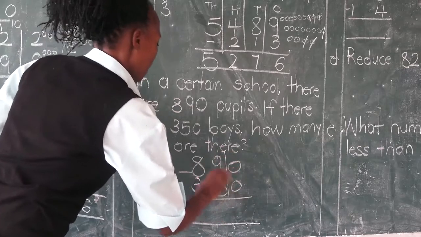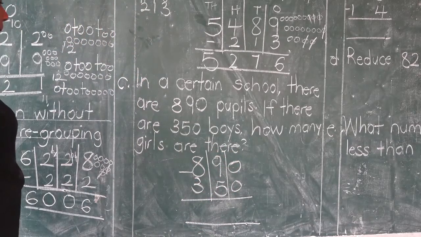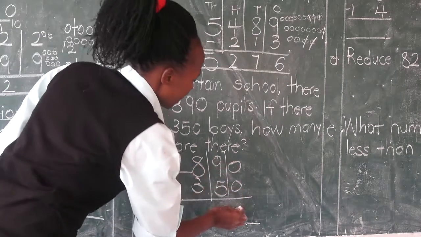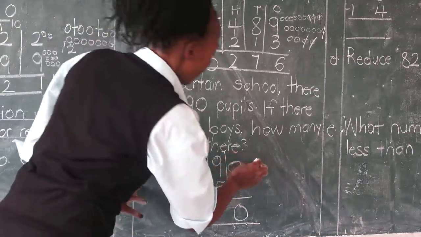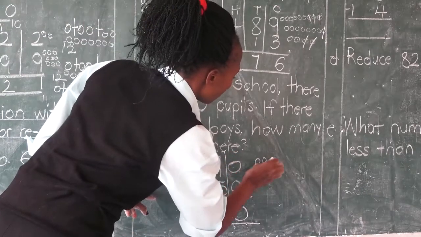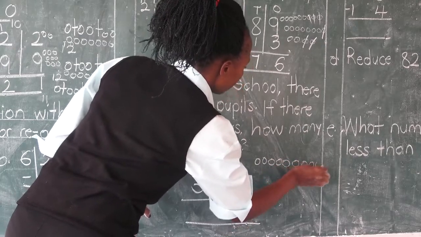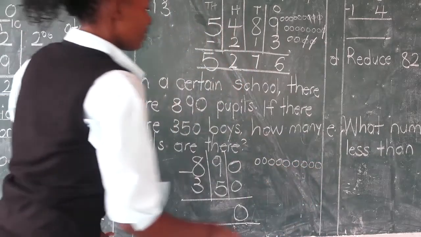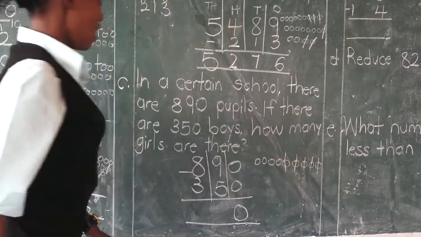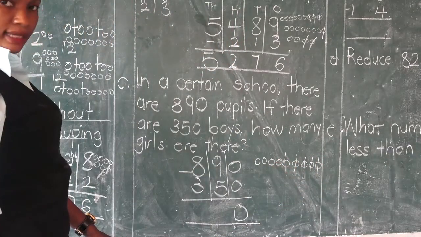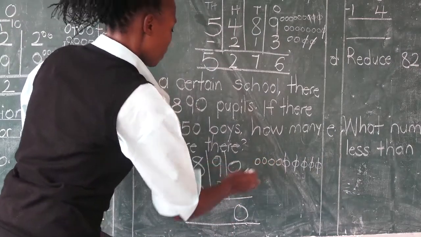Then here, our lines in the middle. We start from 1's. You have 0, take away 0, that is 0. 9, take away 5. Let's do our 9 balls here: 1, 2, 3, 4, 5, 6, 7, 8, 9. Take away 5: 1, 2, 3, 4, 5. How many have remained with? Let's count the remainder: 1, 2, 3, 4.